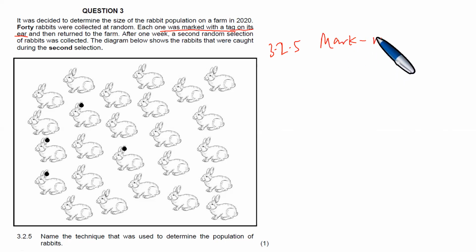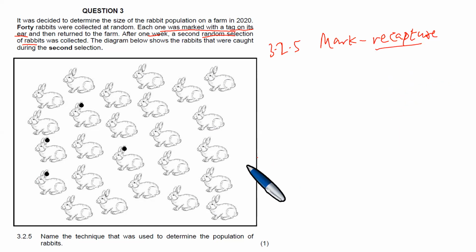It's mark recapture. Why is it recapture? Because they mark them, they release them, and then they recapture them. After 1 week, a second random selection of rabbits was collected. So they marked them, released them into the farm, and then recaptured them.